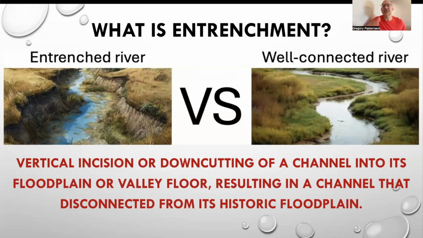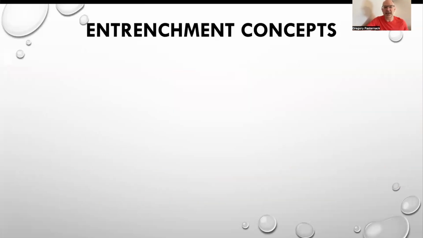But the key here is entrenchment is a vertical incision or downcutting process that disconnects the channel from its historic floodplain. And the more something entrenches, for a while, you get what's called a positive feedback, where entrenchment catches more water. It takes even bigger floods to get out of there. So you have a lot more water held in that incised channel, cutting down, and then eventually widening the banks. Okay, so that's what entrenchment is.